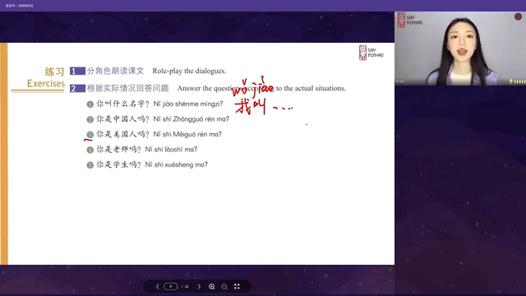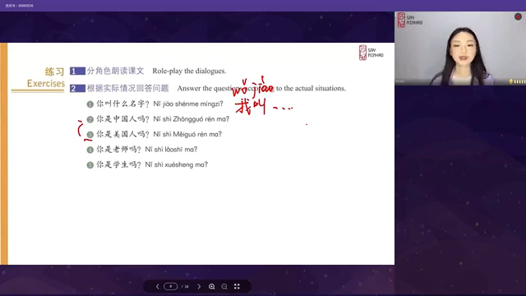The next one. 你是美国人吗? This means, are you American? So the answer is similar to the last one. If you are, then you can say 是，我是美国人. I am American. If you're not, then you just need to use the negative form of 是: 我不是美国人. Okay?